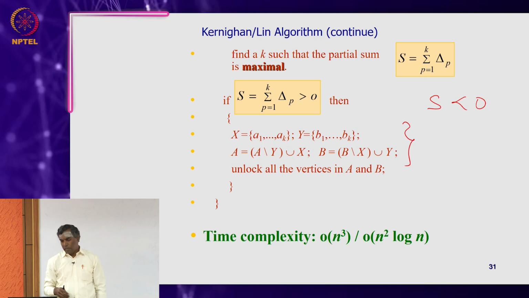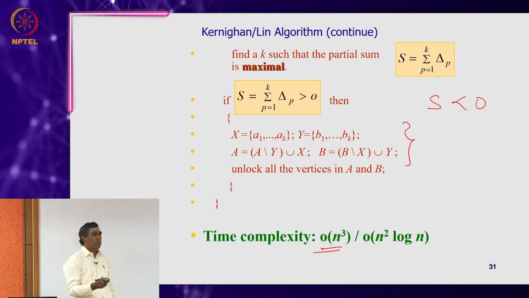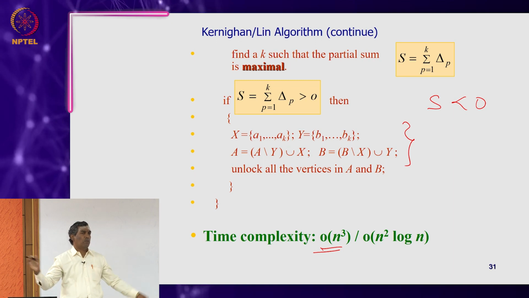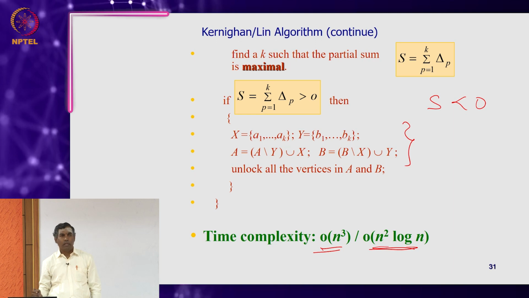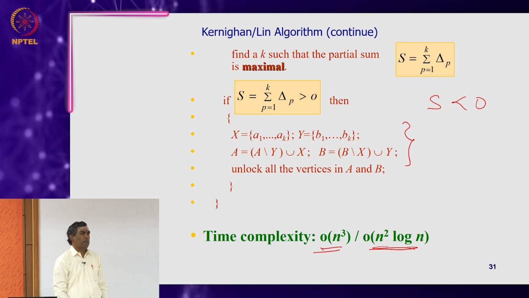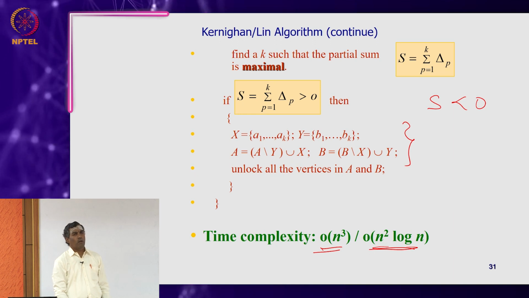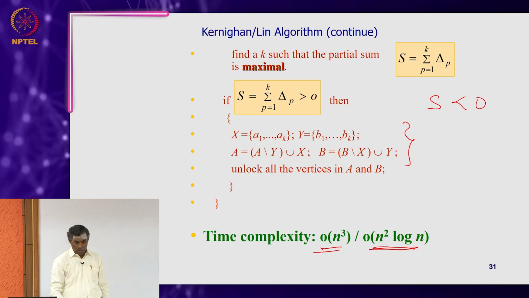The advantage of this is the complexity. This is the order of n cube. N cube is comparatively less if you take a larger data. Of course, as I told yesterday, you can use some specific sorting methods like quick sort or some sorting method, you can reduce it to n square log n.